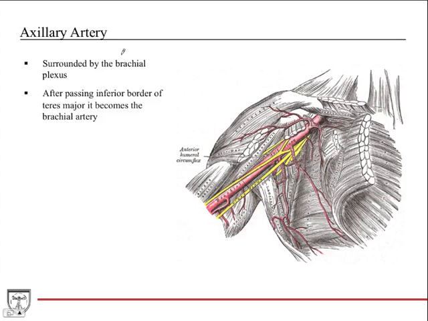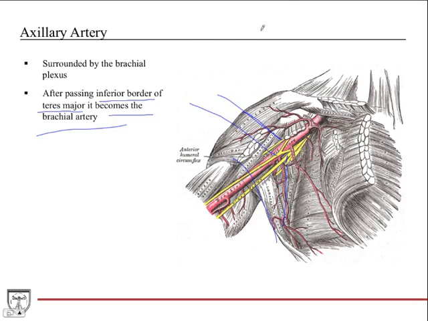Axillary artery, again, is surrounded by the brachial plexus. You can see that here. These are the different trunks. Here's the median nerve. This is the ulnar nerve coming off the medial trunk. This is musculocutaneous coming off the lateral trunk. And then after passing the inferior border of the teres major muscle, it becomes the brachial artery. You can see that right here. Teres major is in the posterior area, so you can't see it too well here, but in a cadaver you'll definitely see it. You'll be able to make that distinction, and then it becomes the brachial artery.